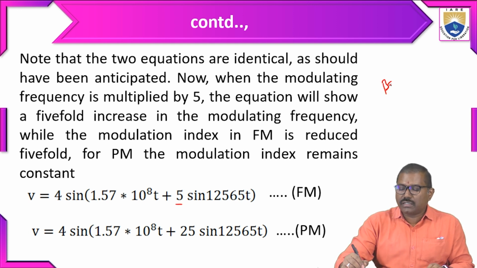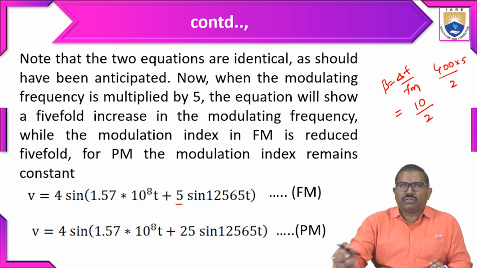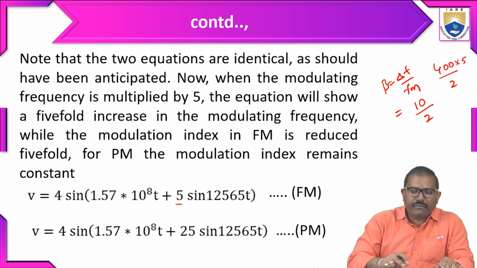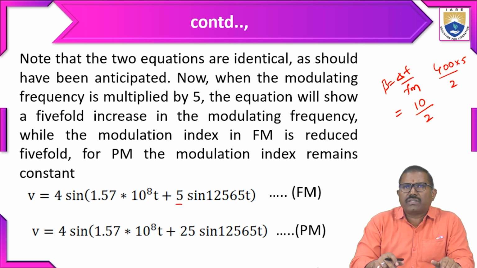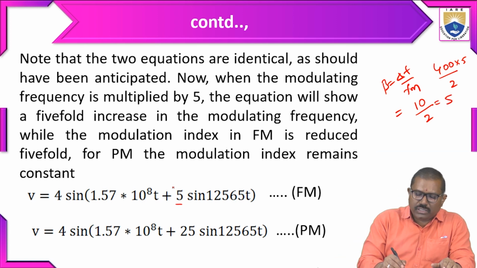Here you can consider this beta value. Beta is nothing but delta F by Fm. So delta F is 10 kHz divided by Fm. Fm is increased to 2 kHz. Initially it is 400 Hz, and 400 Hz is increased to 2 kHz, so you multiply 400 by 5. So when the modulating frequency is multiplied by 5, the beta value changes to 5. So this is my beta.